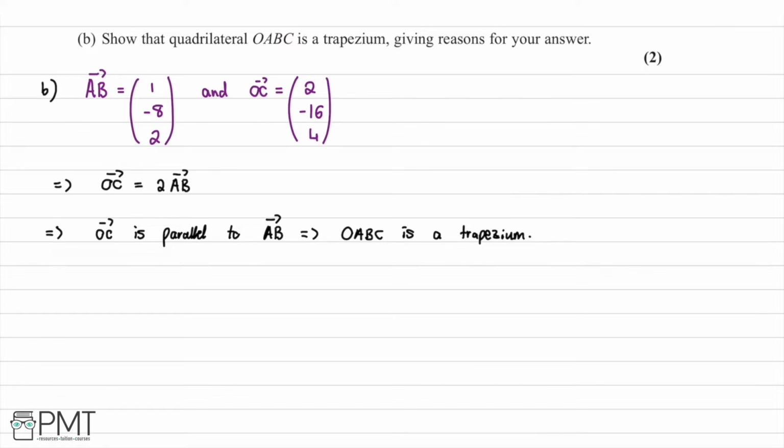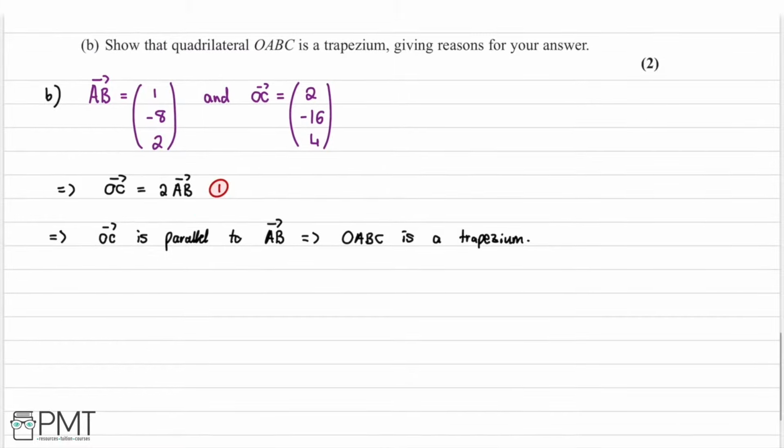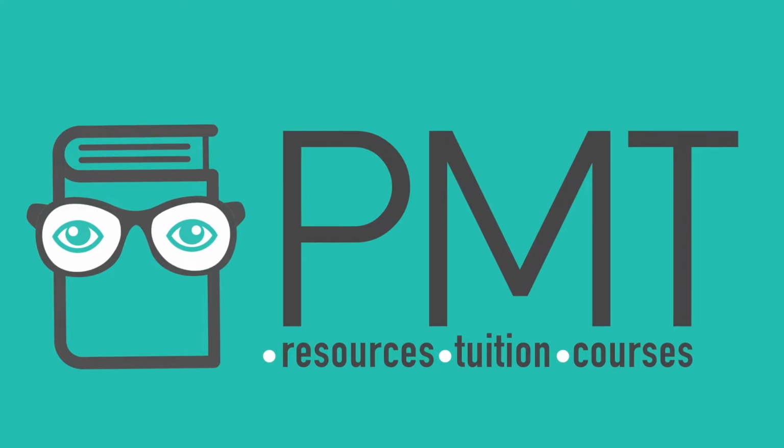It was worth 2 marks, and we receive our first mark for identifying the fact that OC is equal to 2 lots of the vector AB, and then receive our second mark for stating the fact that this means that OC is parallel to AB, which means that OABC is a trapezium. So we pop our second mark in at this point here, and therefore we've completed this question.